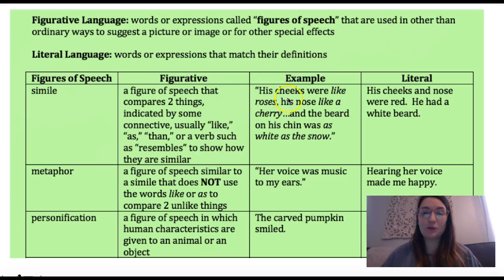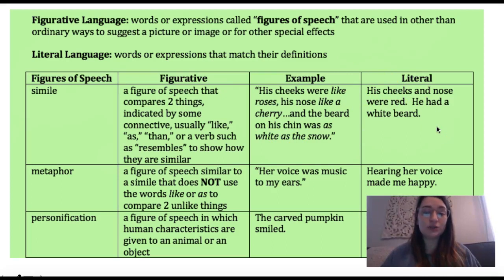So they give us an example. His cheeks were like roses, his nose like a cherry, and the beard on his chin was as white as the snow. Okay, so were his cheeks literally roses? No. So it gives us a literal meaning. It just means his cheeks and nose were red and he had a white beard. So there's a difference you can see just in this first example in what the figurative meaning is of words and what the literal meaning is.